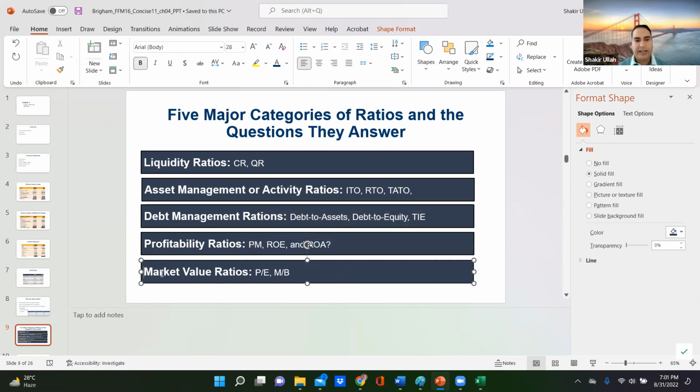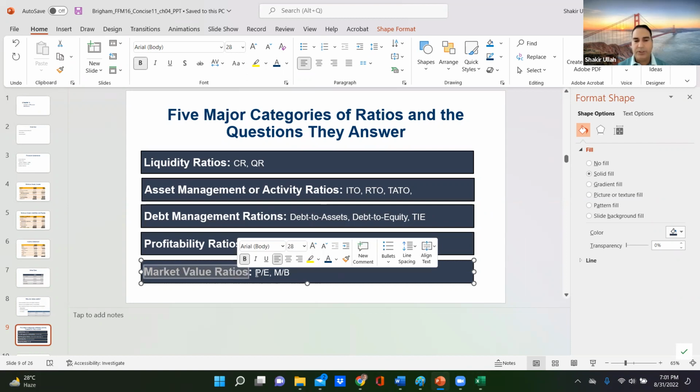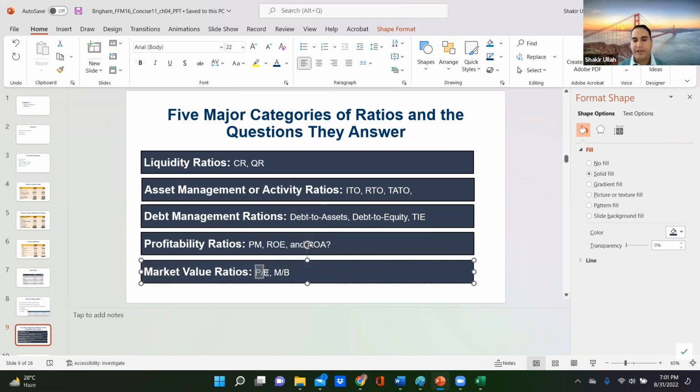And the last one would be market value ratios, one of which is the price earning ratio, and market value to book value ratios. So we'll also look into that. Now let's end the class here, because next time when we go to each of these ratios, we will go to our financial statements and actually calculate the ratios and see what those are, so that you can understand it better.